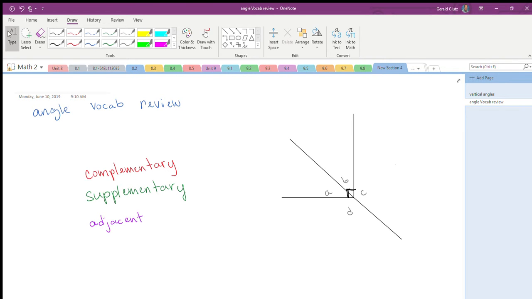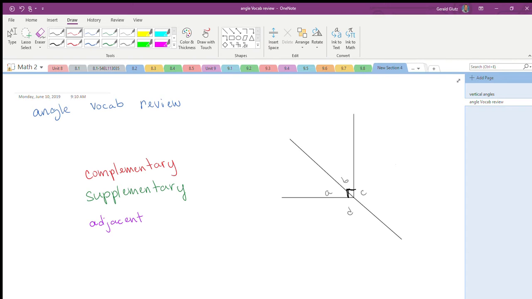All right, so next thing we're going to talk about is some more angle vocab review. So 3 things that you guys have to know for this lesson: complementary angles, supplementary angles, and adjacent angles. So there's a reason I put it in this order, by the way, also.